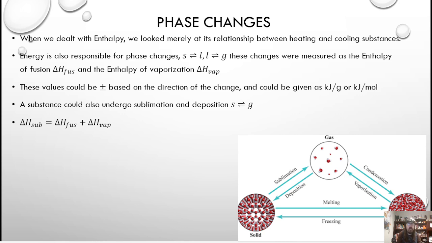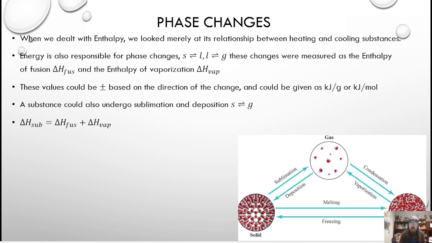So, one of the things we'll have to deal with in this chapter is phase changes. We're talking about going from liquid to solid, solid to liquid, liquid to gas, gas to liquid, and even solid to gas and gas back to solid. When we dealt with enthalpy, we only looked at the relationship between the heating and cooling of substances. But there's actually an enthalpy we can deal with when we go through boiling, freezing, melting, and condensing. We can look at these as enthalpy of fusion and enthalpy of vaporization. There's an energy associated with these phase changes.